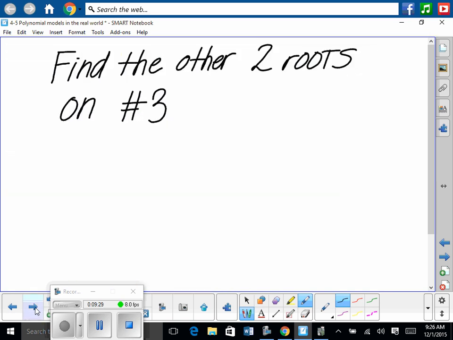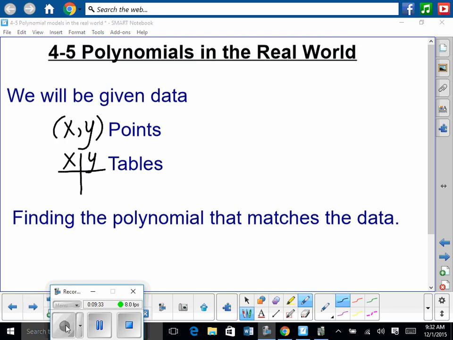Okay, you guys try problem number 3. Find the 2 other roots on number 3. Ready, set, go.